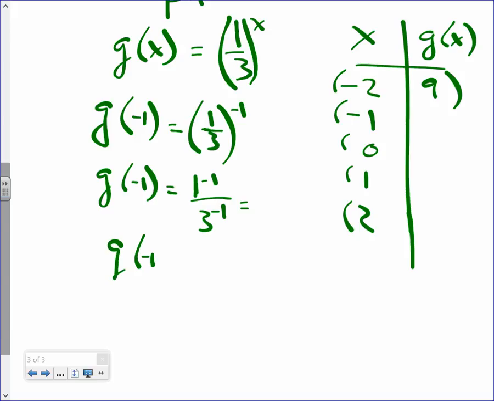So G at -1, reciprocate, that becomes 3 to the positive 1 over 1. That's 3. We're rocking and rolling. Right, this goes to the bottom. Question so far?